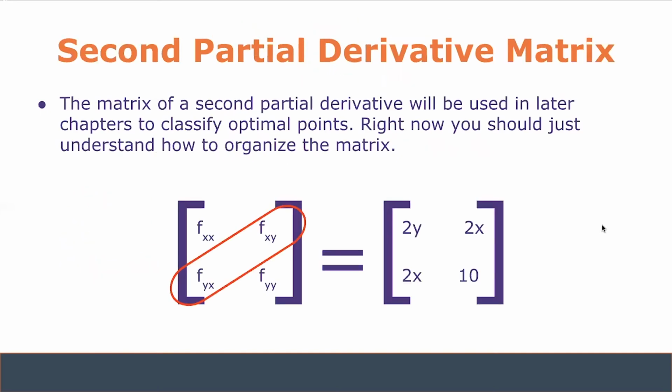The matrix of a second partial derivative will be used in later chapters to classify optimal points. Right now, you should just understand how to organize the matrix. As this slide shows, the values are organized in brackets with f sub xx in the upper left, f sub xy in the upper right, f sub yx in the lower left, and f sub yy in the lower right corners. Just a hint, the diagonal that's circled above should always have the same pair of values. This is a good way to check your work. As you can see in the completed matrix, the upper right and lower left values are both 2x.